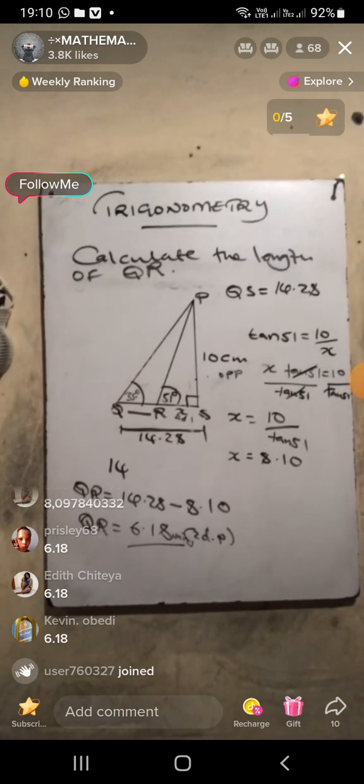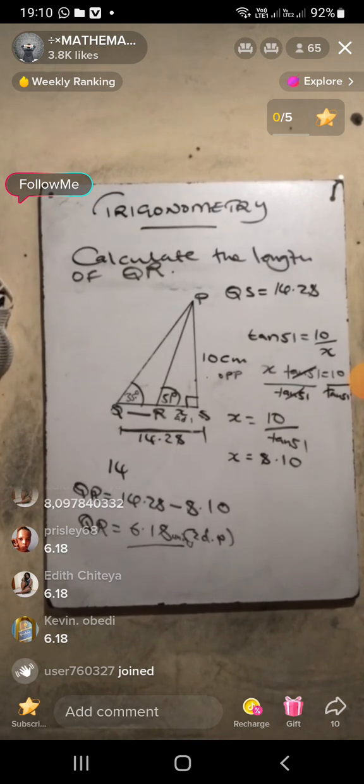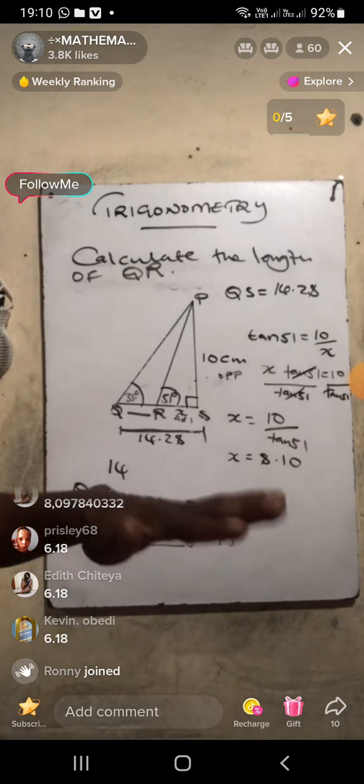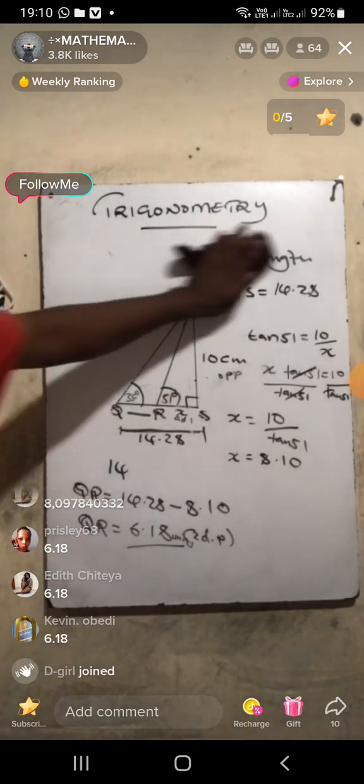Having done that, let's now talk about non-right-angled triangles. We talk about the sine and cosine rule. Today we'll pay attention to the sine rule, then tomorrow we'll continue with the cosine rule because I need to drop.